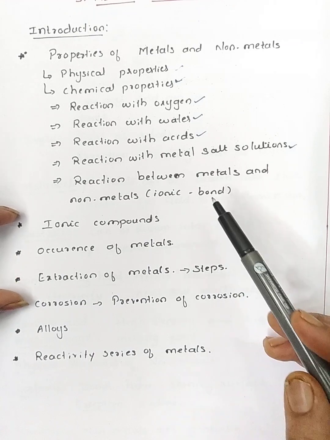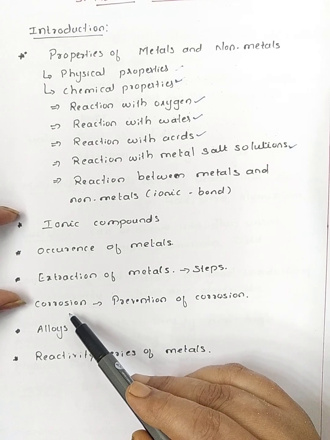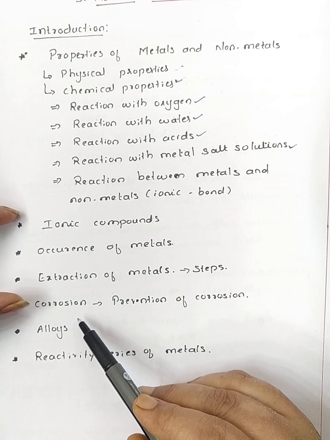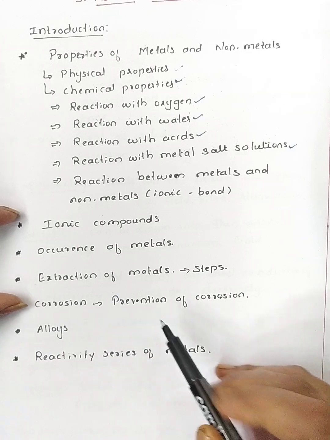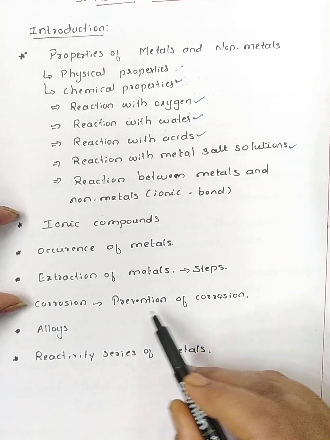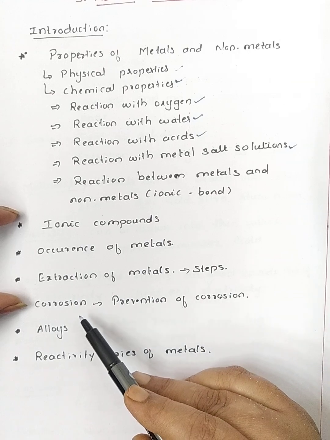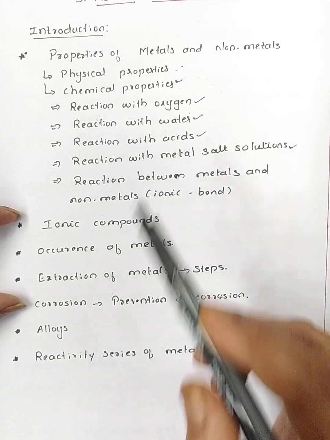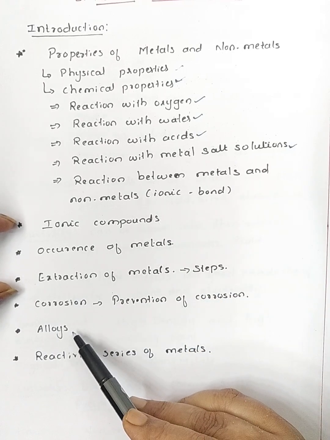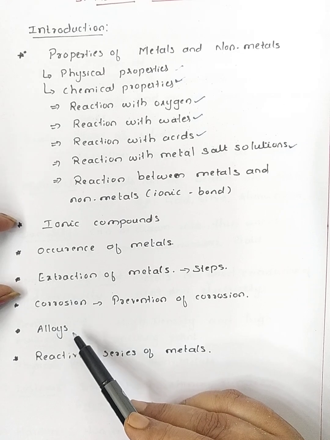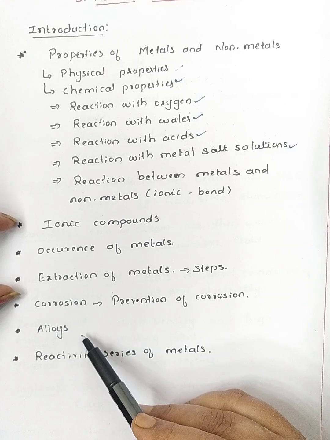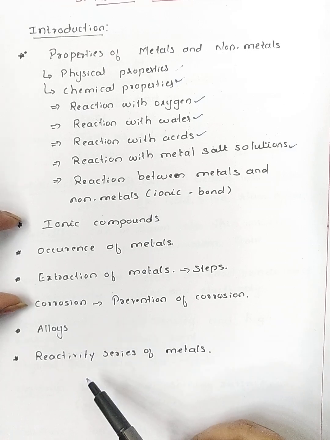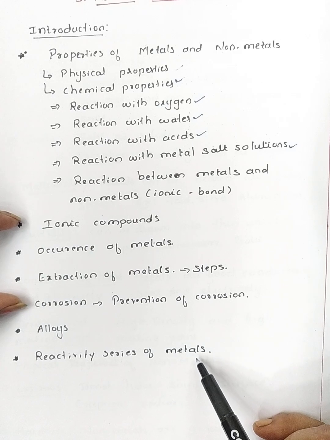Next is corrosion. What is the meaning of corrosion, and how do we avoid corrosion, that is, the prevention of corrosion? Corrosion is a destructive, degrading process. It destroys the metals. And next one is alloys. Alloys are a mixture of metals and some compounds. What are alloys, and how many types of alloys are there, we will study.